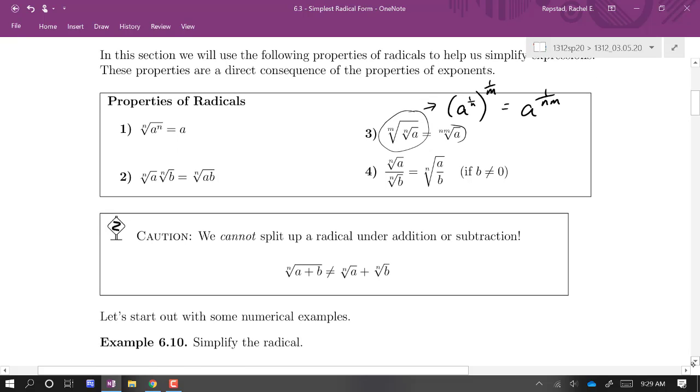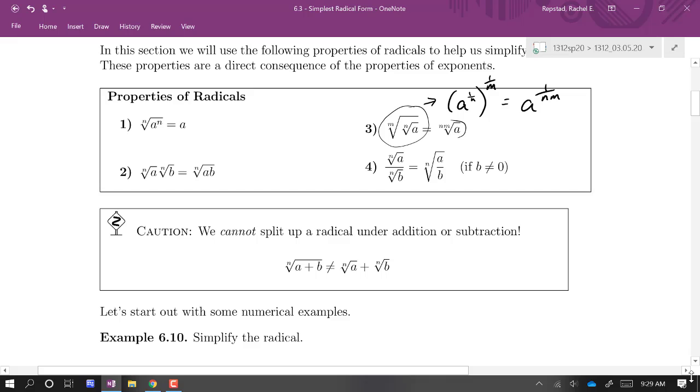We're going to be real careful when we're working with radicals. Anytime I see addition or subtraction, slow myself down. Make sure I don't do anything rash. I don't want to regret it later. We can't split up radicals over addition or subtraction.